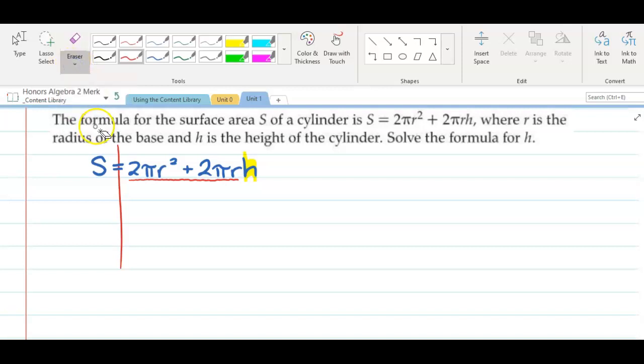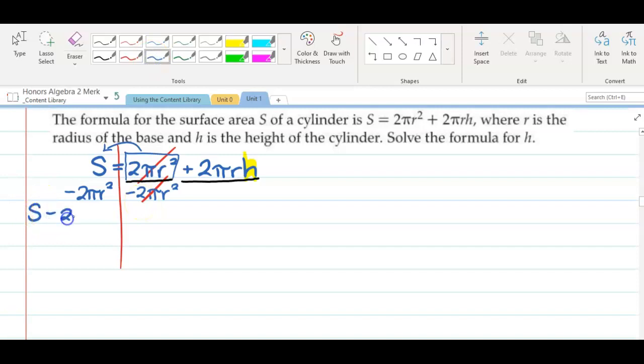I think it's helpful to start by thinking of these two terms on the right side of our equation. We have this term and this term. H is a part of the second term. So the first thing I'm going to do is move this entire term to the other side through subtraction. 2 pi r squared. You can move an entire group like that as long as it is its own term, and it is 2 pi r squared. On the right side, that cancels, and on the left side, I have s, take away, 2 pi r squared.